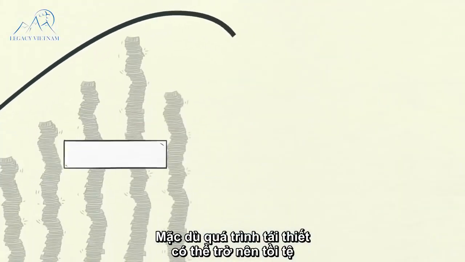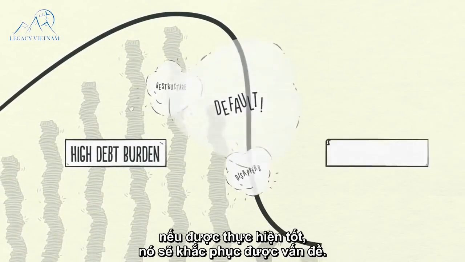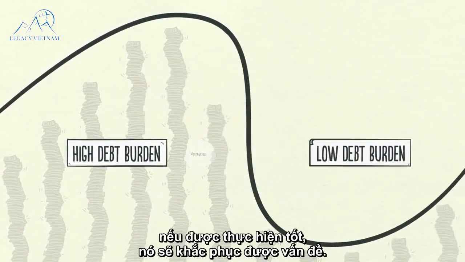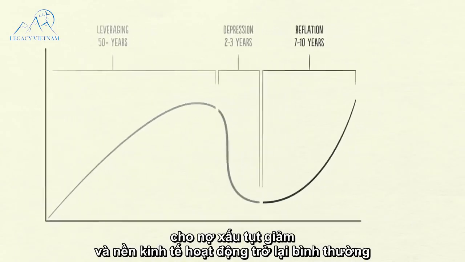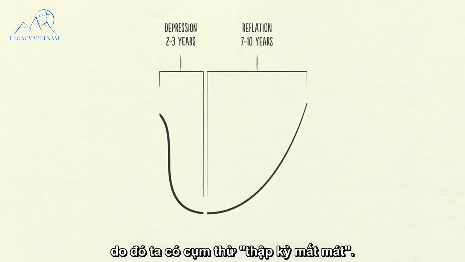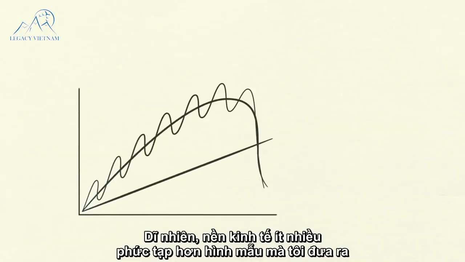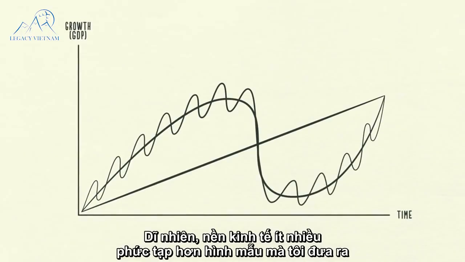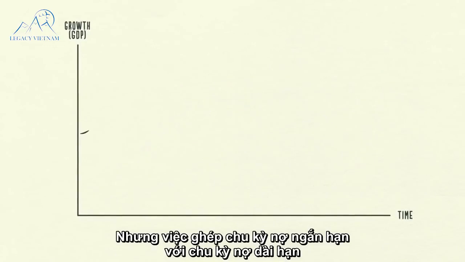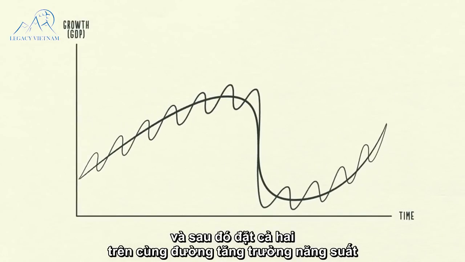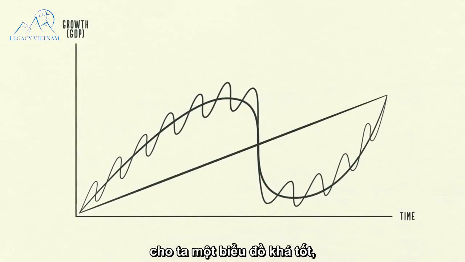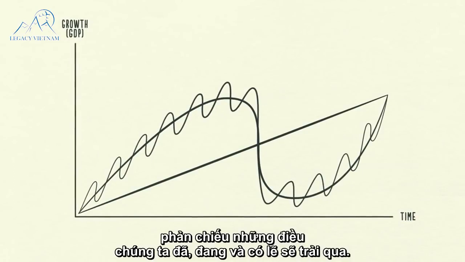Though the deleveraging process can be horrible if handled badly, if handled well, it will eventually fix the problem. It takes roughly a decade or more for debt burdens to fall and economic activity to get back to normal, hence the term lost decade. In closing, of course, the economy is a little bit more complicated than this template suggests. However, laying the short-term debt cycle on top of the long-term debt cycle and then laying both of them on top of the productivity growth line gives a reasonably good template for seeing where we've been, where we are now, and where we're probably headed.